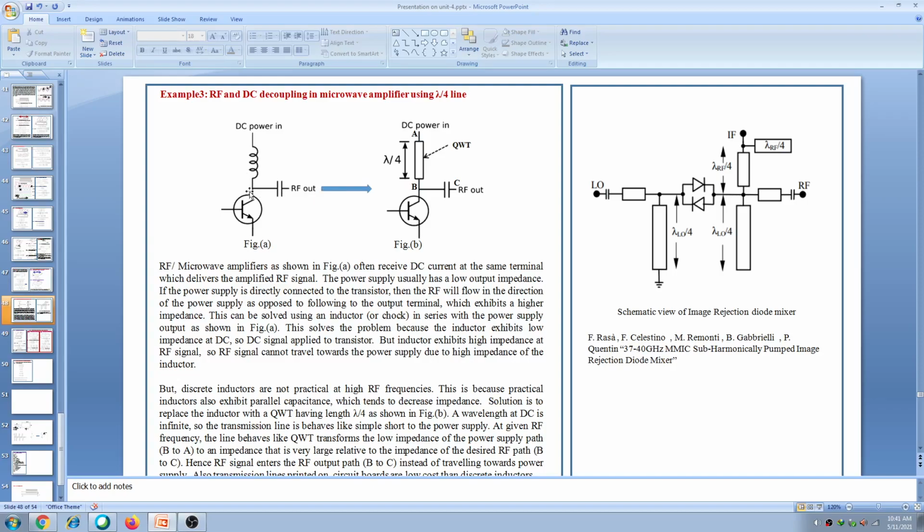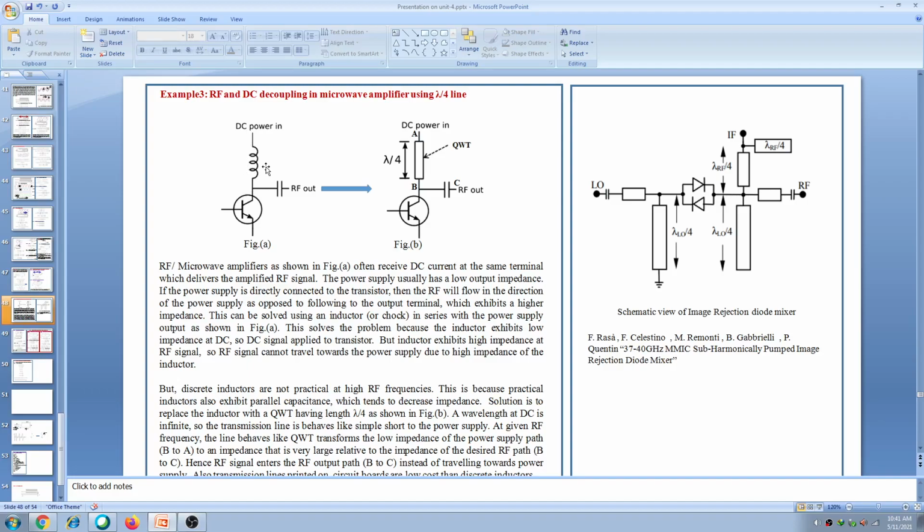For the RF signal with a particular frequency, for example 10 gigahertz, you connect an inductor. Then at 10 gigahertz the inductor reactance becomes very high, so the signal cannot go like this because it offers very high impedance. But the DC signal can be connected to the transistor, since the inductor appears like a short for DC. The 10 gigahertz signal cannot go like this. That is how they avoid the RF signal entering the DC power supply.